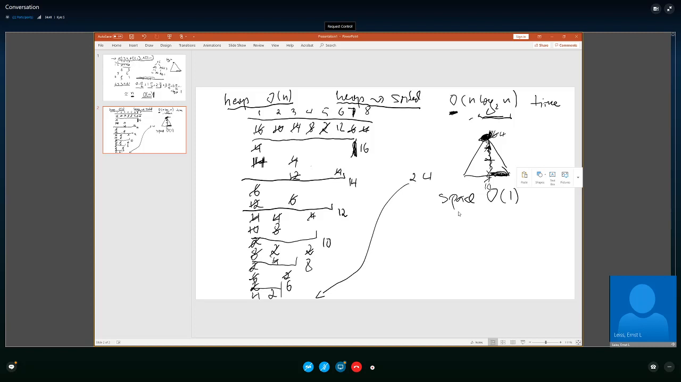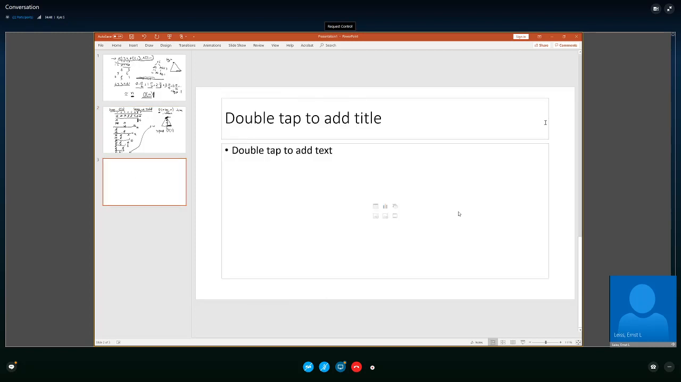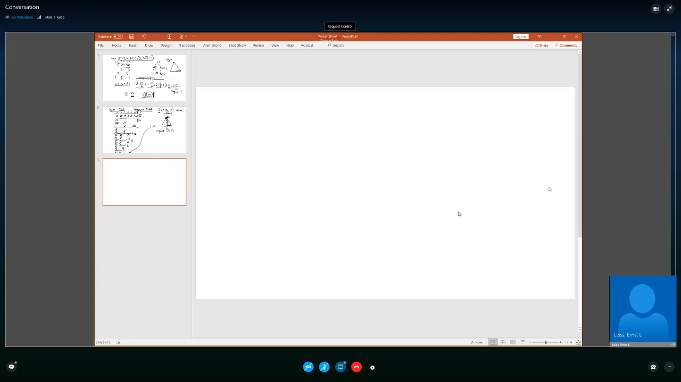All right, then let's look at one other algorithm which seems to contradict many things. This is what is known as radix sort or bucket sort.